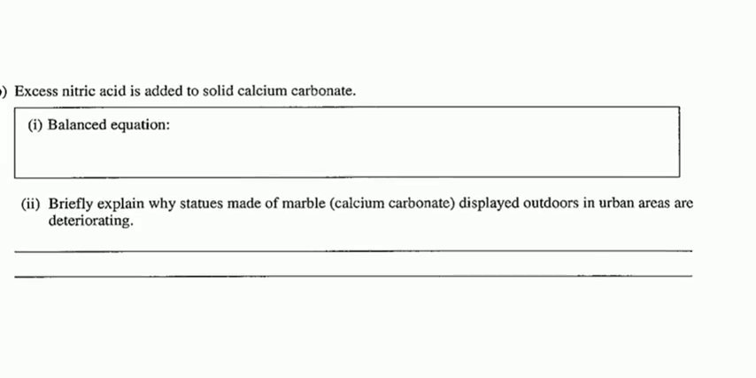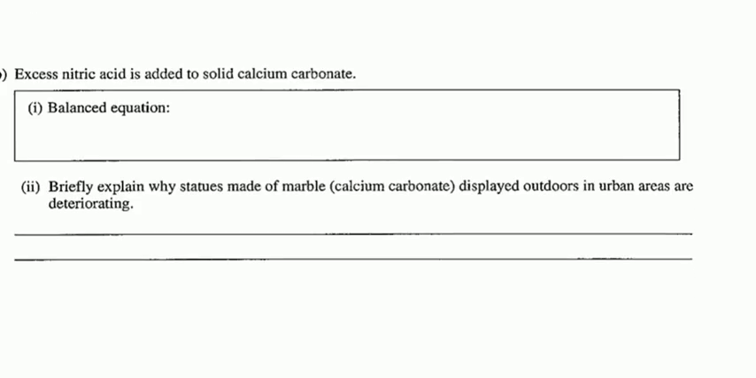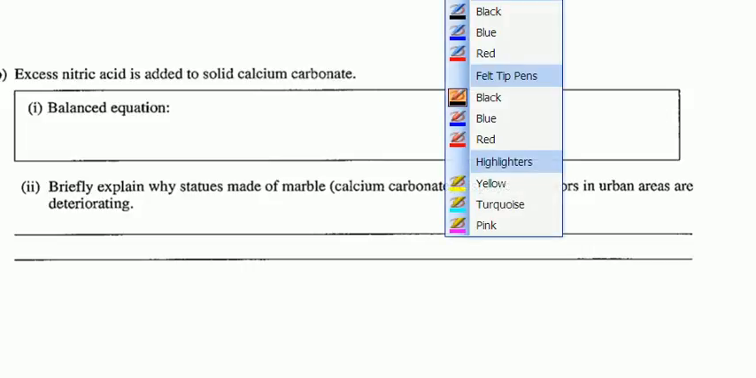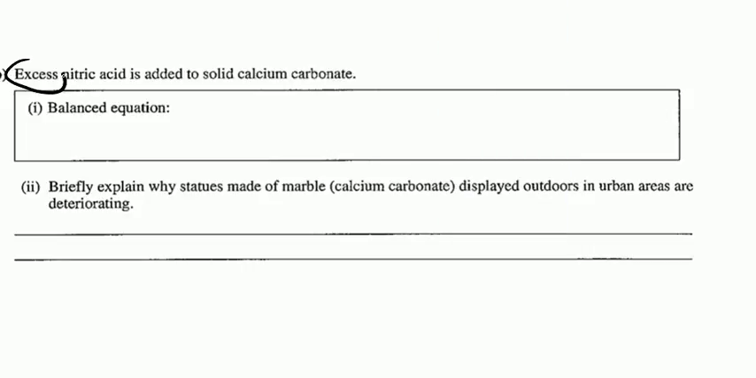Okay, going to this next one. Okay, this says excess nitric acid is added to solid calcium carbonate. So I want you really to look at this closely here. We do not see any water words. No water words. And because there are no water words, we're going to get no ions. Okay, so you got to really pay attention to this here.